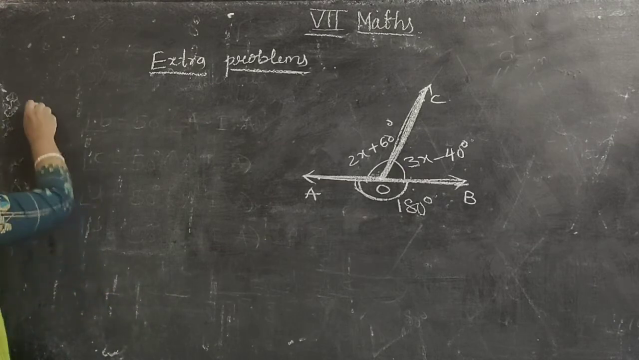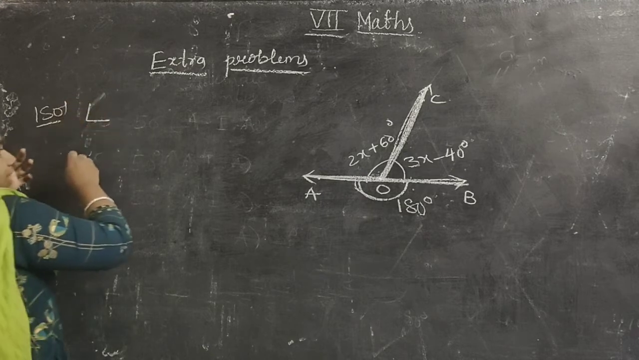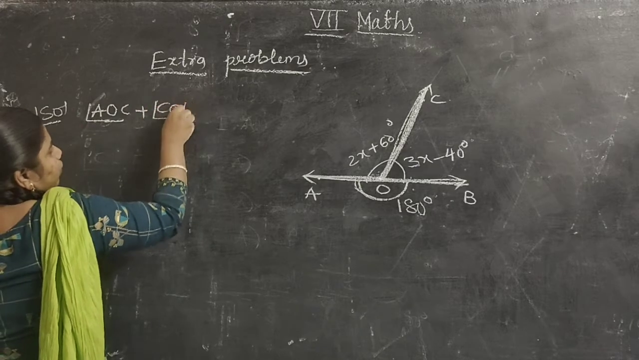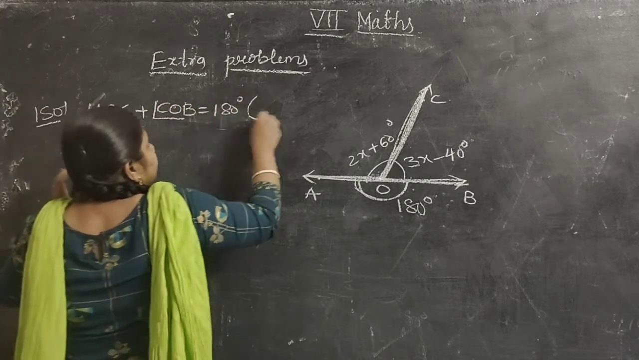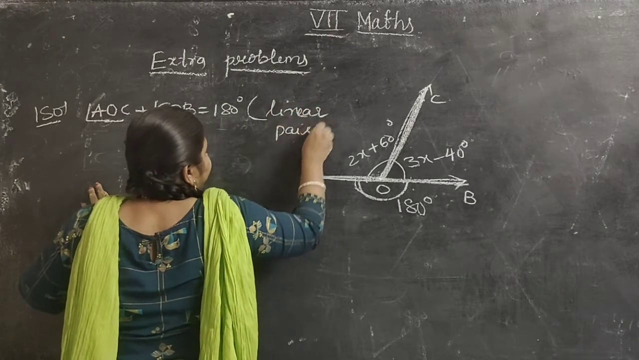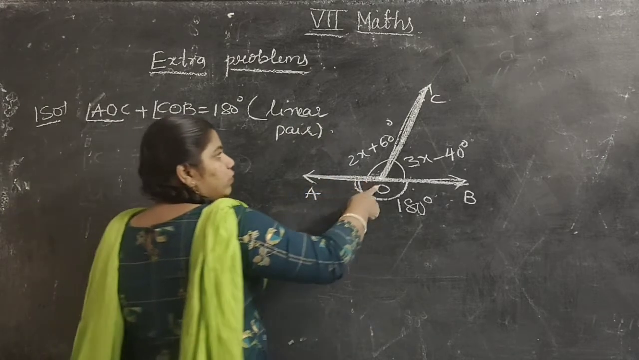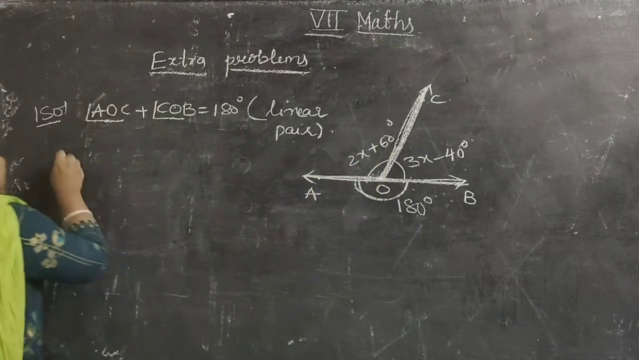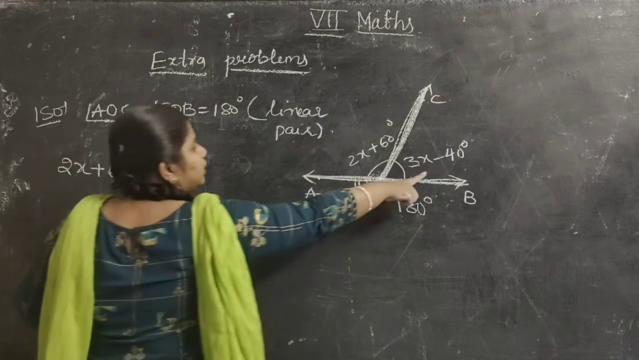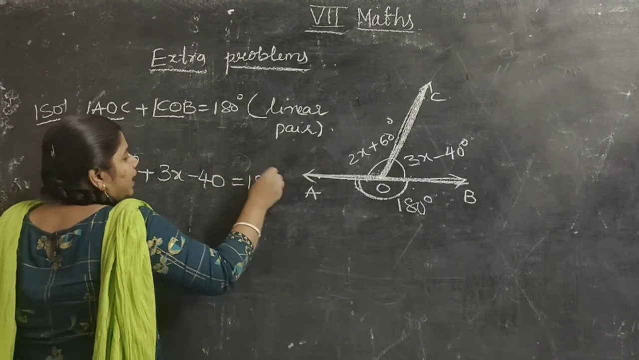So what can we write here? Angle AOC plus angle COB is equal to 180 degrees because it is forming a linear pair. Linear pair is nothing but a straight angle that is equal to 180 degrees. Now AOC is how much? Angle AOC is equal to 2x plus 60 degrees, plus COB is how much? 3x minus 40. So 3x minus 40 is equal to 180.